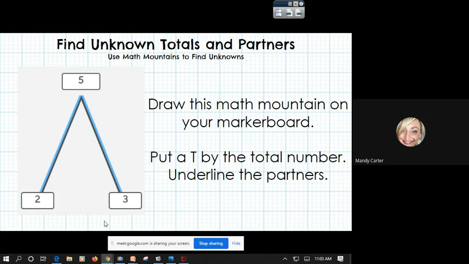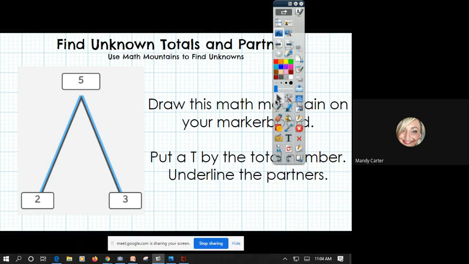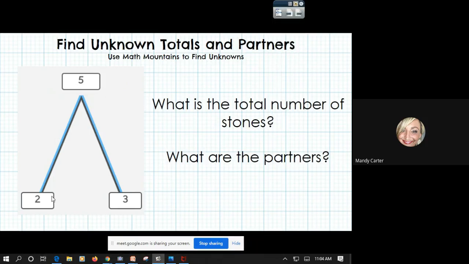And we know the total, say total. Now say top. Total and top both begin with the t sound. So write T, let me get my pen. T for total, and we'll underline the partners. This is a partner, and this is a partner. And the total number of stones is 5, and the partners are 2 and 3.